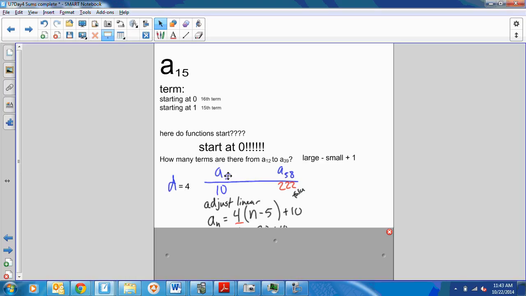Now I want to shift it back 5 so that this 10 lands on a sub 0. So that's what I would do with n. Now if this was a sub 0, it would be 4n plus 10. Easy enough. But since I can shift it and move it back to a sub 0, I have this 4n minus 5. So if this was a sub 13, I'd have n minus 13. If it was a sub 20, I'd shift it back 20.